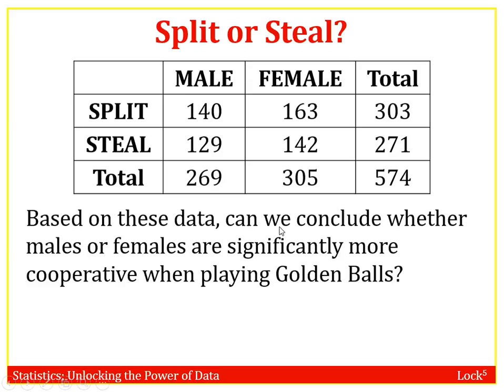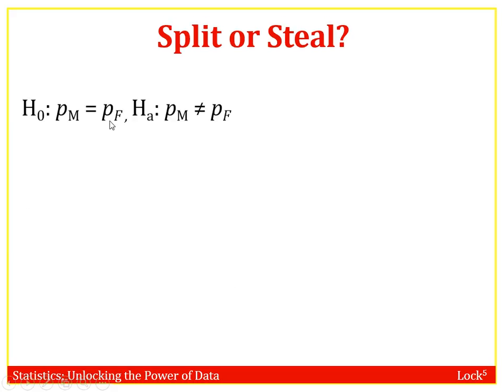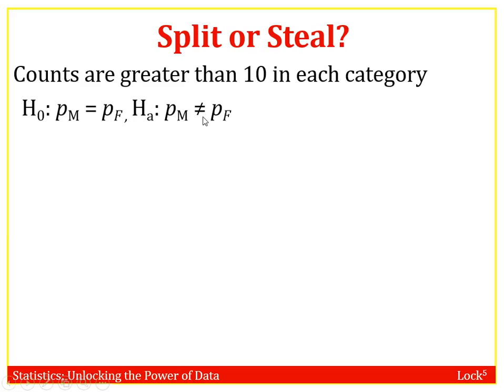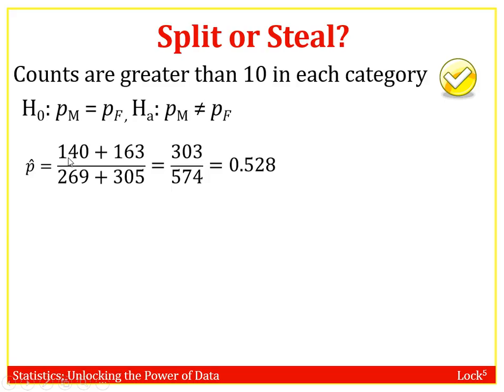So, based on this data, can we conclude whether males or females are significantly more cooperative in playing Golden Balls? We're going to first start off by defining our parameters and then setting up our hypotheses. Our null hypothesis is always that they're equal. Our alternative, we're just wondering if there's a difference. Then you want to make sure there's 10 or more in each category, which there was, so we can check that off. We dealt with that. We figure out that pooled proportion, which we already did, but it's just here on this screen.